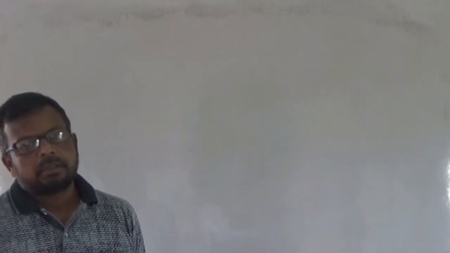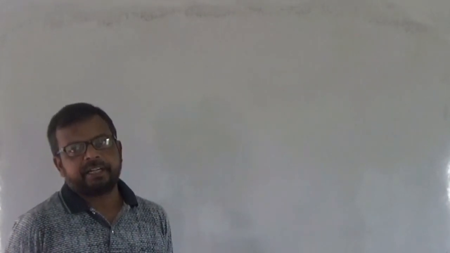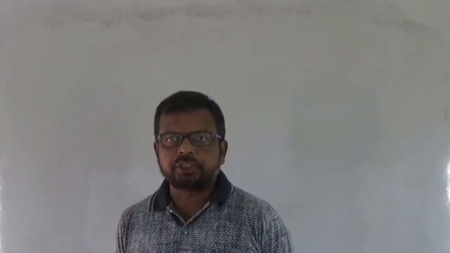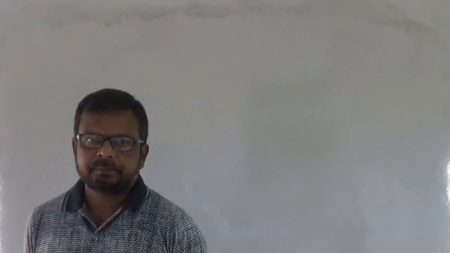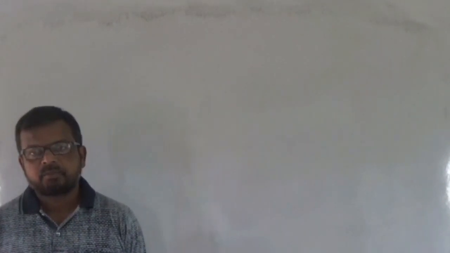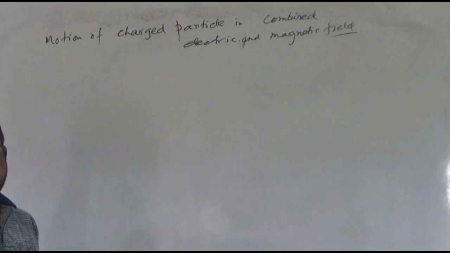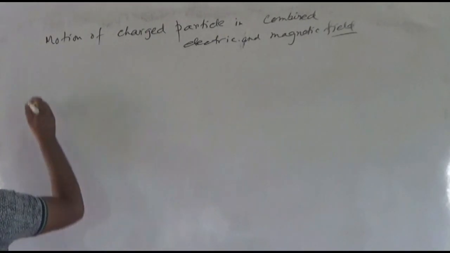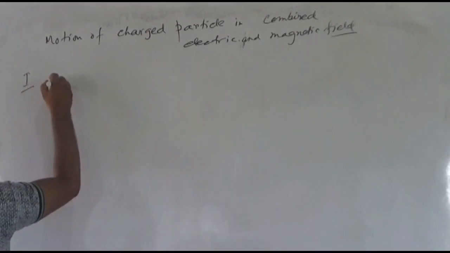Now today we are going to discuss the motion of a charged particle when there are both electric and magnetic fields, that is, in a region in which electric and magnetic fields exist. If a charged particle moves, what will be the result? That is the motion of a charged particle in combined electric and magnetic fields. Now first, we are going to discuss the velocity selector.